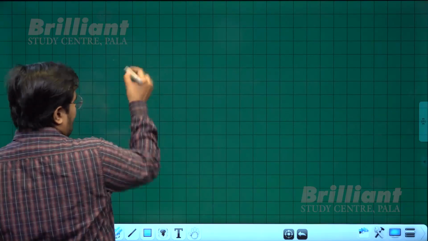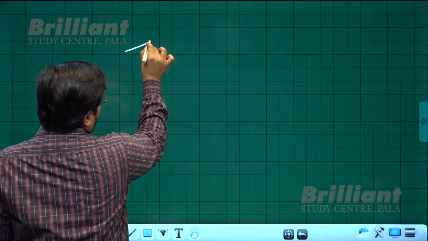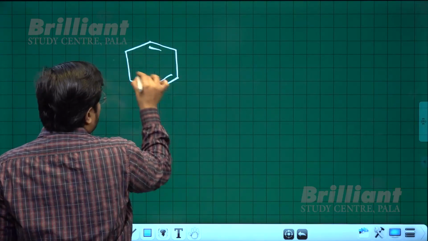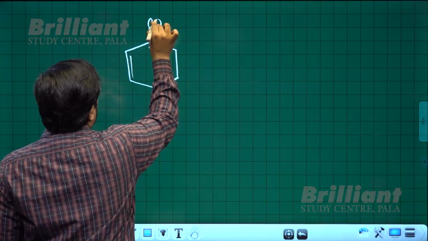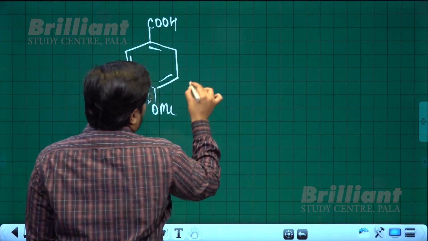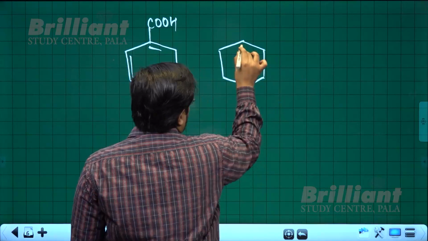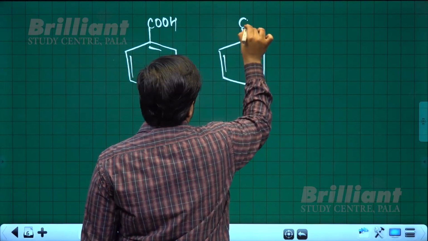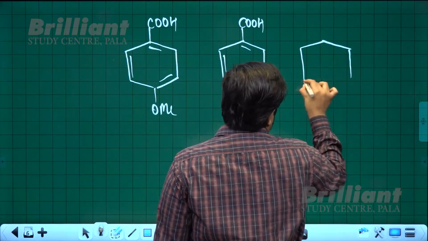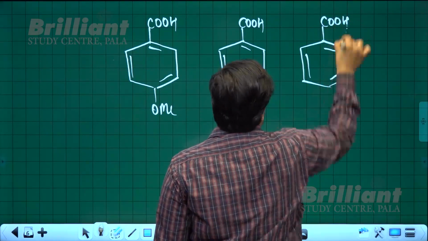Again, if I compare, let's say, I have an aromatic carboxylic acid which is substituted with different groups. Let's say this has COOH and there is an OMe group. I have benzoic acid as such, and then I have an NO2 group at the para position.